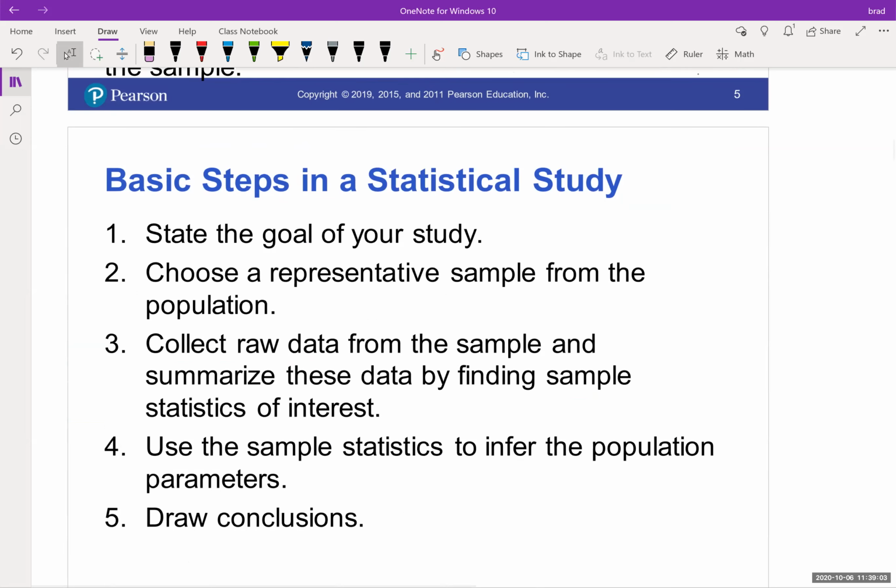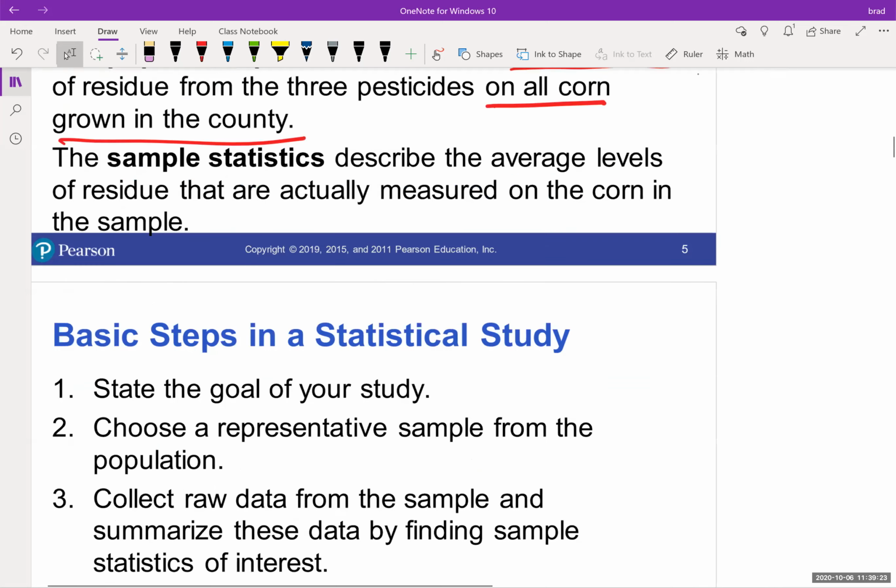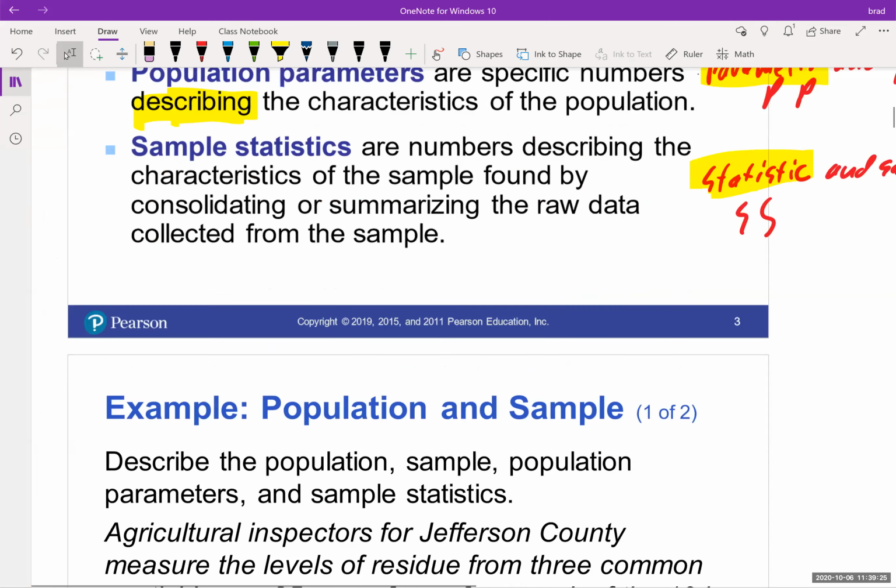So, basic steps in a statistical study. State the goal of your study, choose a representative sample from the population, collect raw data from the sample, and summarize these data by finding sample statistics of interest. Use the sample statistic to infer the population parameter and draw conclusions. So that's why in the beginning up here, it talked about statistics as a science.